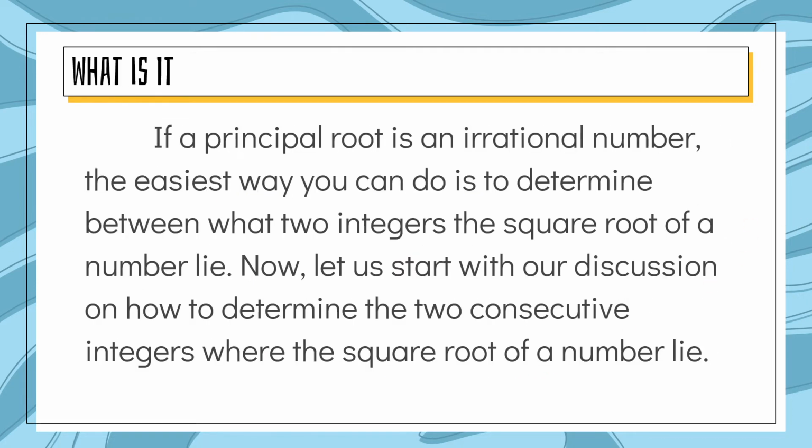If a principal root is an irrational number, the easiest way you can do is to determine between what two integers the square root of a number lies. Now, let us start with our discussion on how to determine the two consecutive integers where the square root of a number lies.